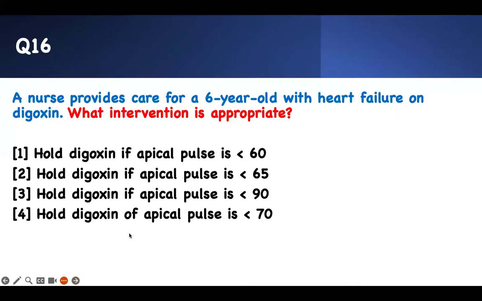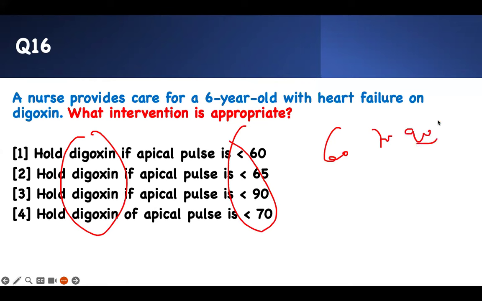And let's provide care for a 6-year-old with heart failure on digoxin. What intervention is appropriate? This is asking you, how do you know what to do with digoxin when the patient's heart rate is down? Know the 60, 70, and 90. 90, neonate; 70, a younger kid; and then 60, older. This 6-year-old is younger. Therefore, what are we going to do? Less than 70.